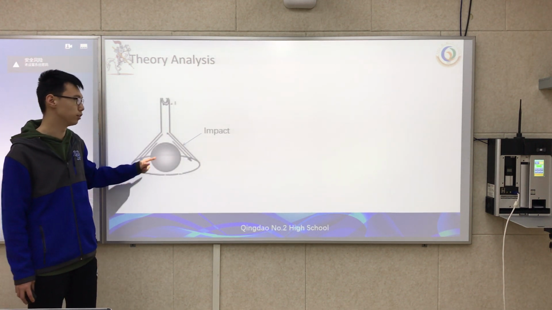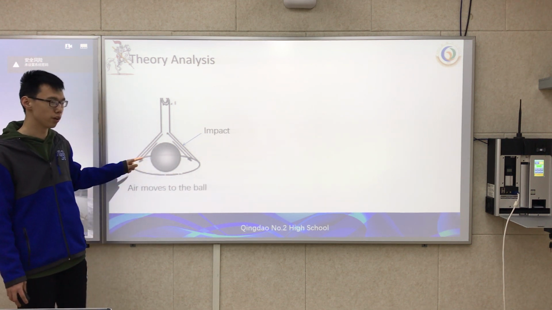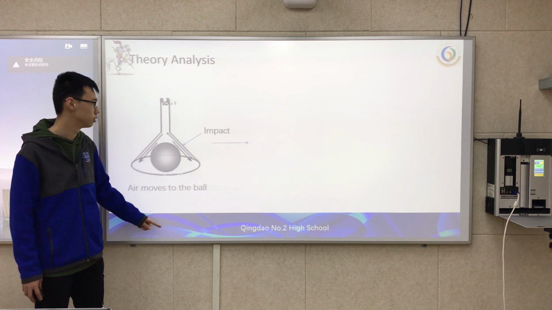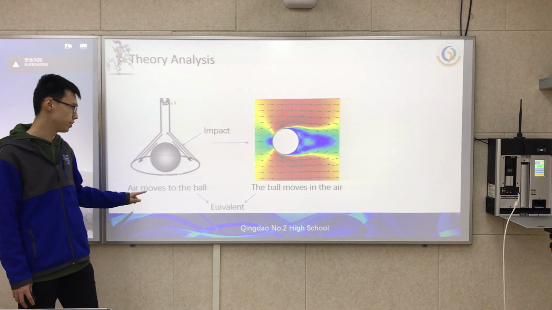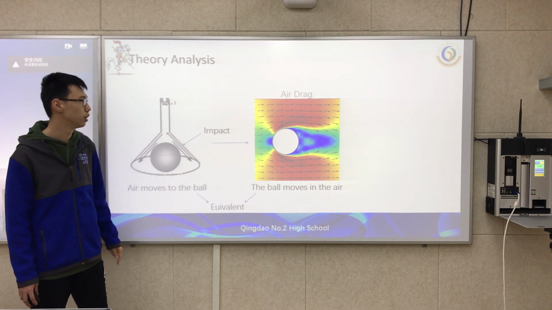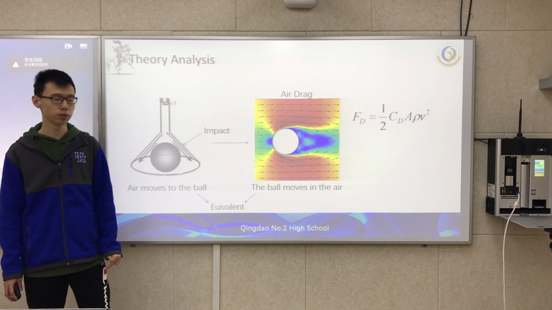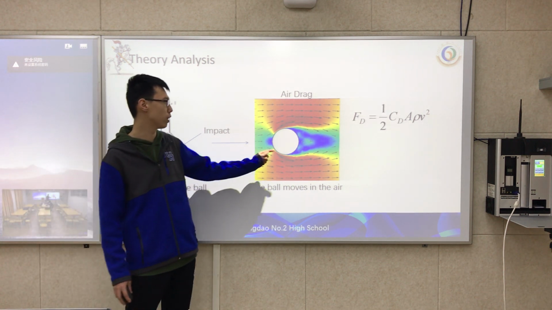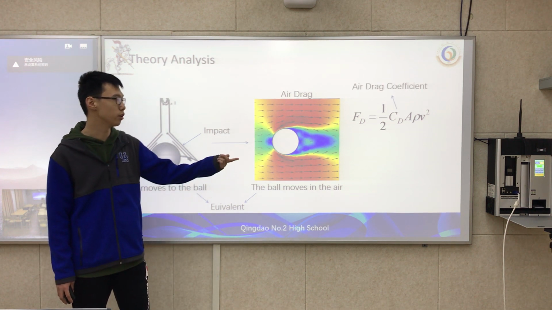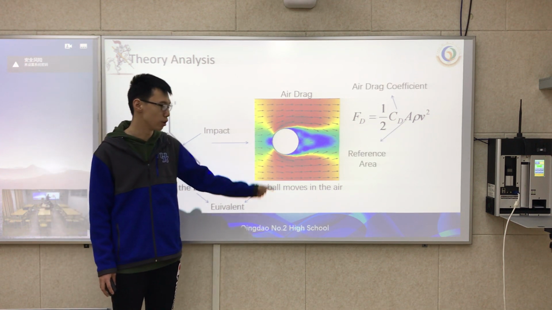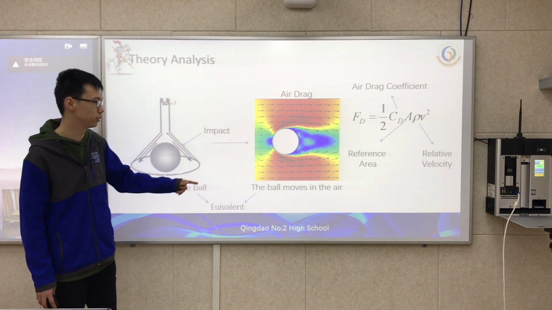Besides the pressure difference, the air also has an impact on the ball. In the real case, the air moves through the ball, but we can transfer the motion to the ball moving in the air, since the two motions are equivalent. So we can analogize the impact to air drag. According to the equation of air drag, Fd is equal to 1/2 C_D A rho v squared, where C_D is the drag coefficient, A is the reference area, and v is the relative velocity.